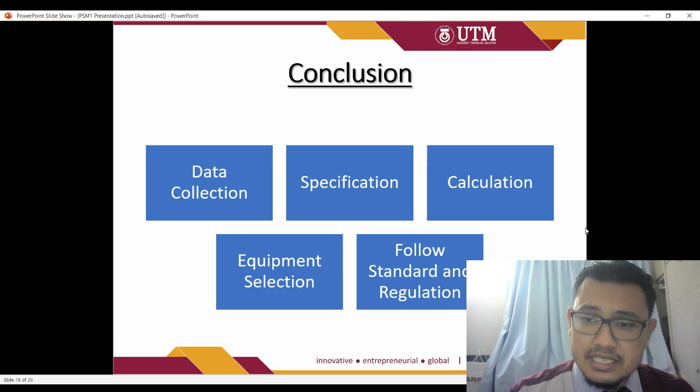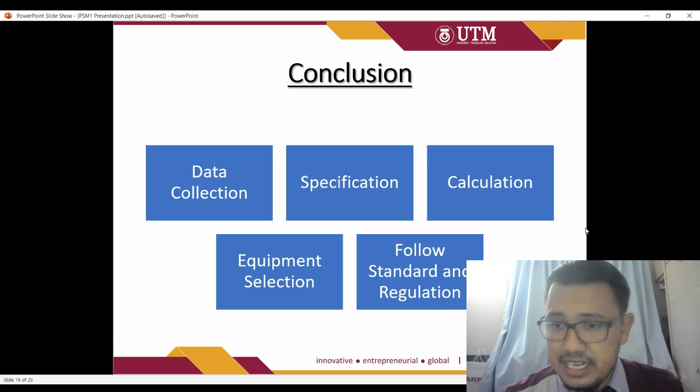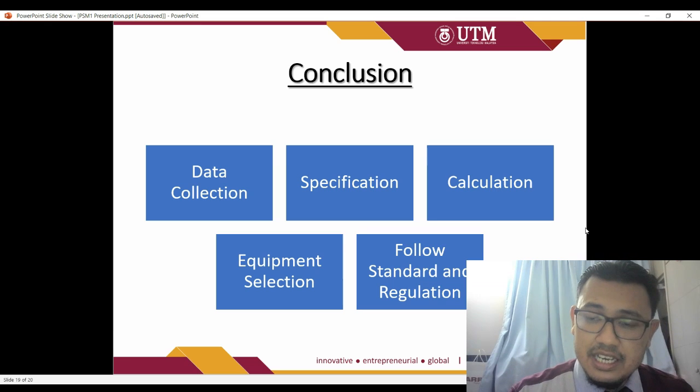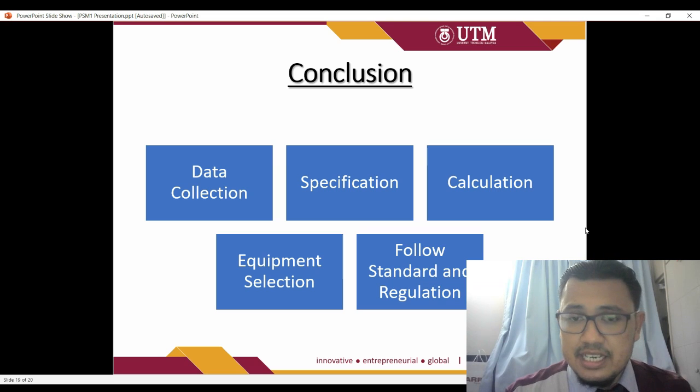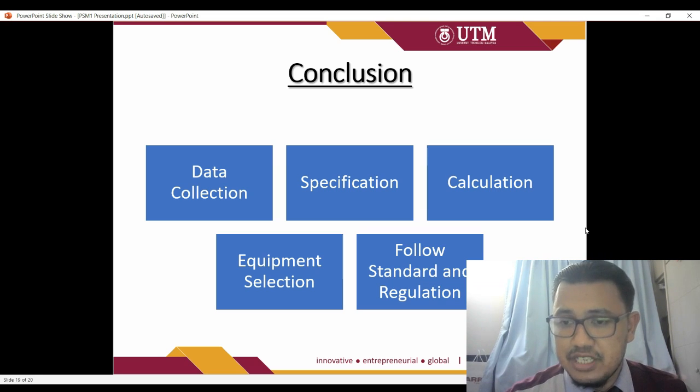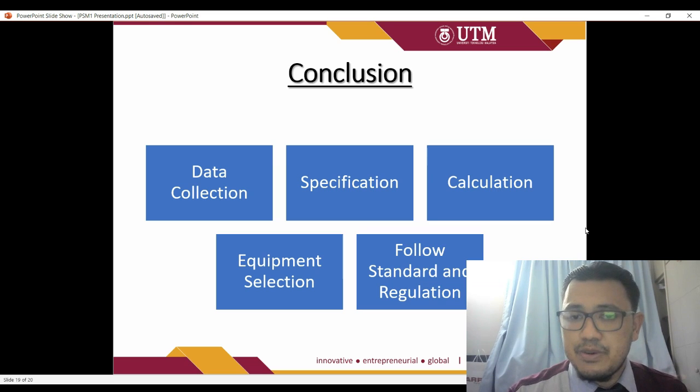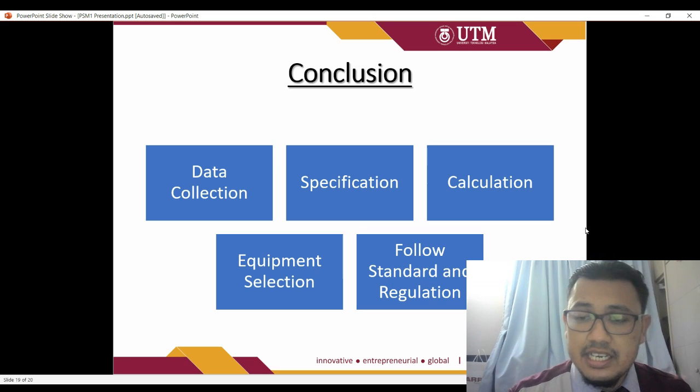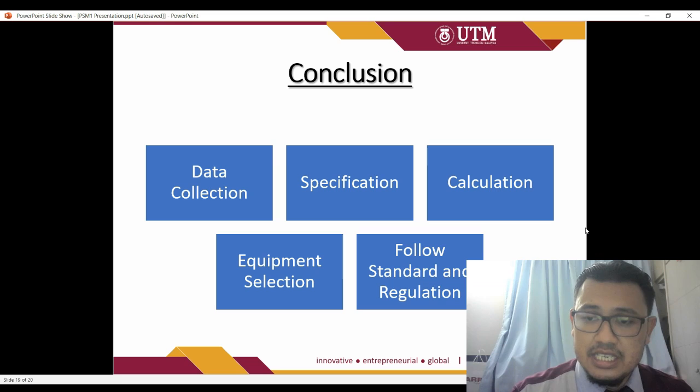Then we have to select the suitable and correct equipment, not very upsized or oversized and not below size. Then the most important thing is to follow the standard and regulation to make sure this clean room can be operated as per the client spec and follow the NEBB test for the clean room specification.